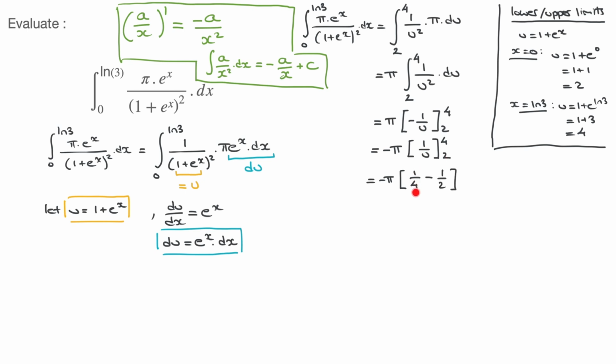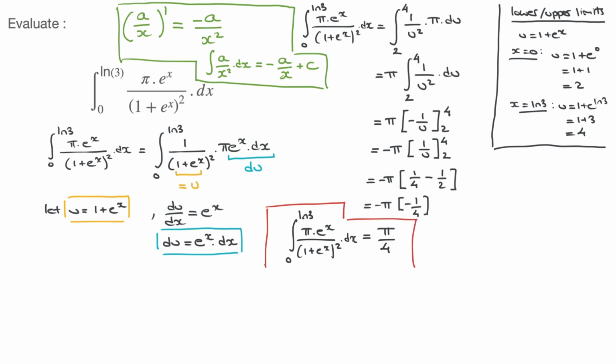We now have 1/4 minus 1/2, which is negative 1/4, so that's negative pi times negative 1 over 4. Finally, negative pi times negative 1 over 4 is just equal to pi over 4. And we're done. The integral from 0 to ln of 3 of pi times e of x over 1 plus e of x squared is equal to pi over 4. And that's the final answer.